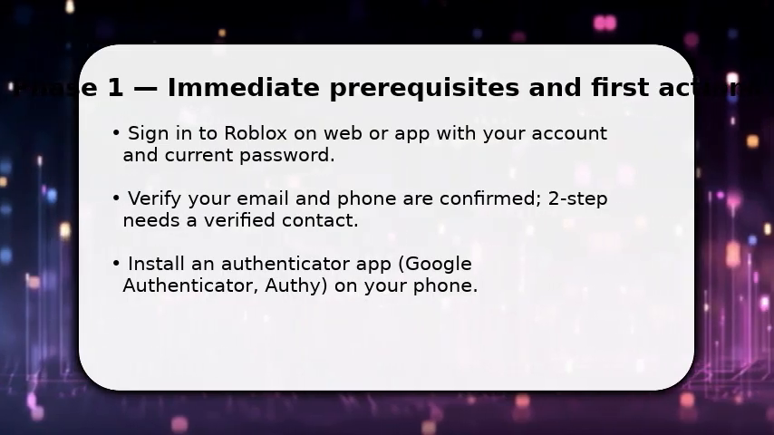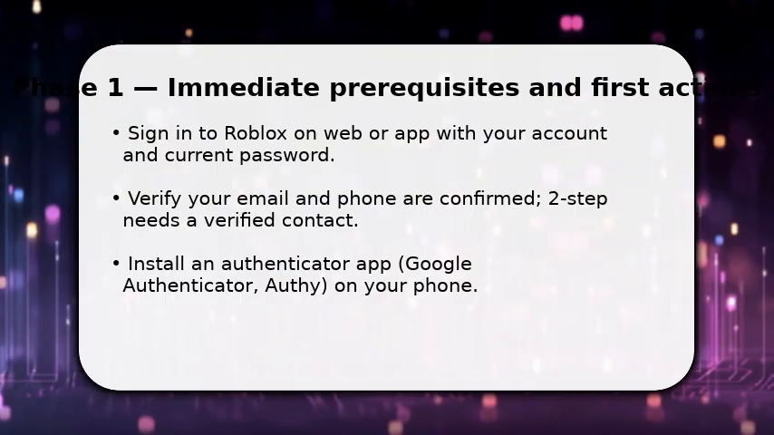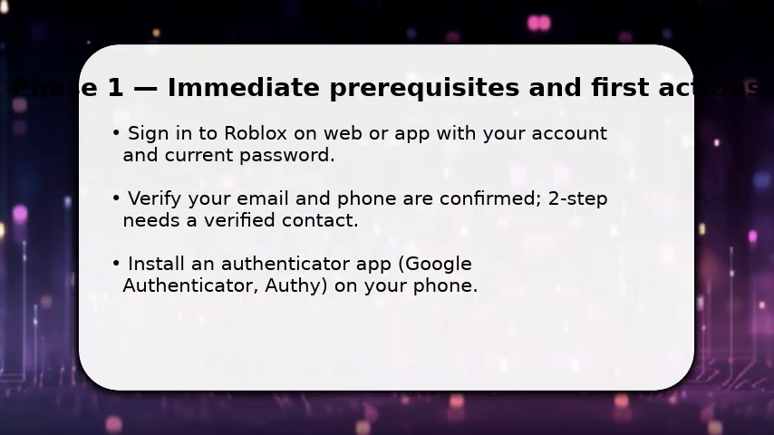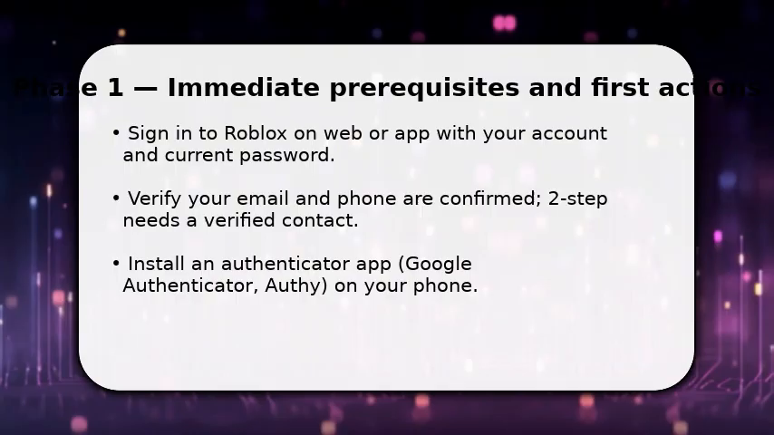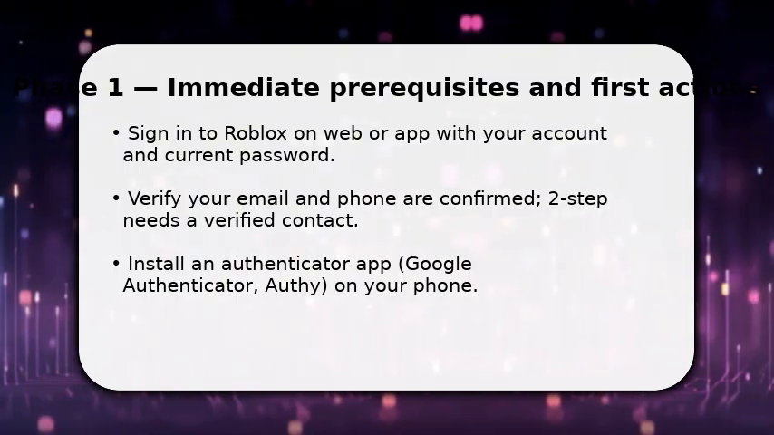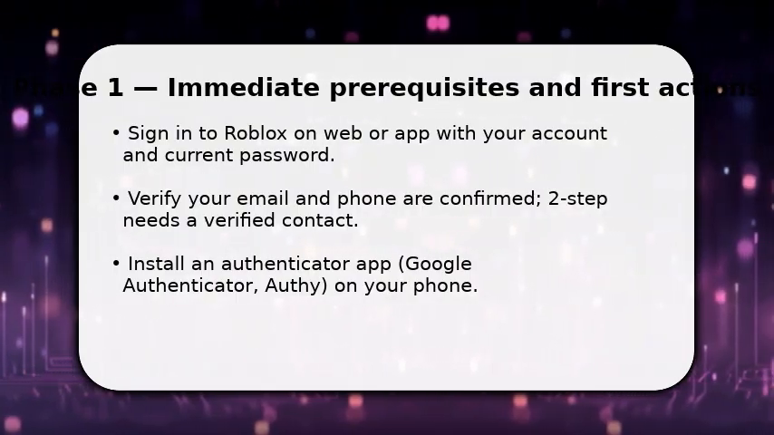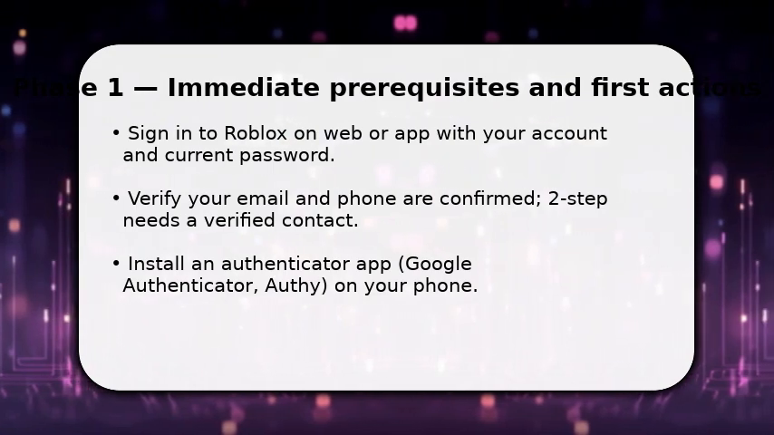Open Roblox settings and navigate to Security. Select two-step verification. Follow the prompt to enable an Authenticator app. This begins the pairing process that will let Roblox trust a rotating code instead of just a password.